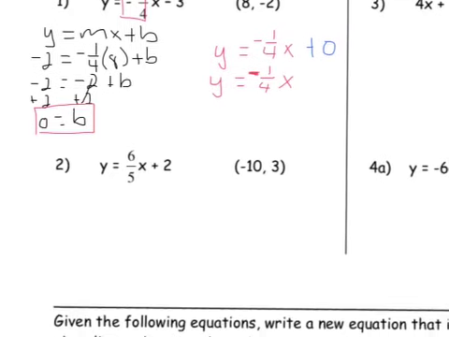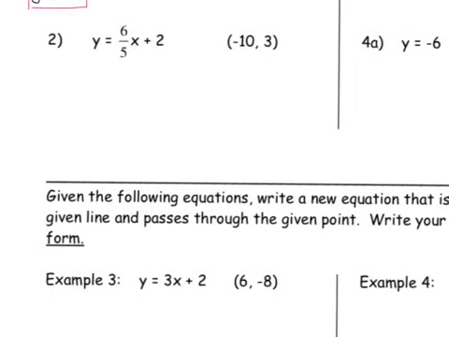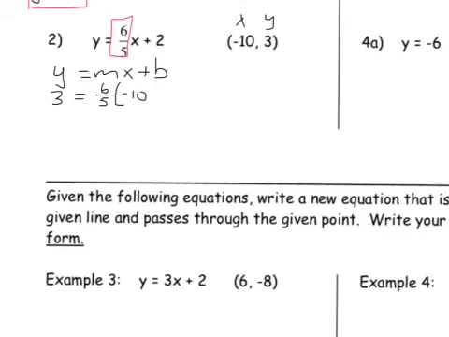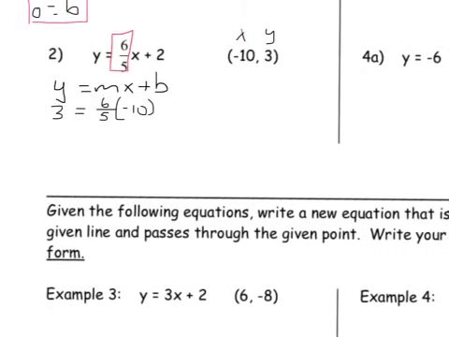Okay, example 2. y equals 6/5 x plus 2, and it needs to go through the point (-10, 3). So we're going to use the same slope again, 6/5, and we're going to use the slope-intercept form, y equals mx plus b. Substitute those three values in and solve for b. So y is 3, m is 6/5 times x, which was -10, plus b.